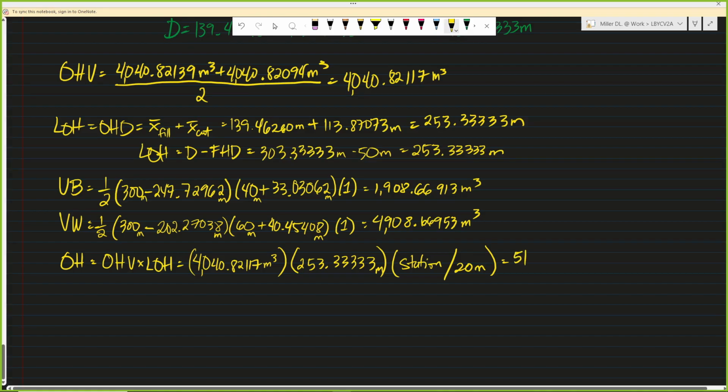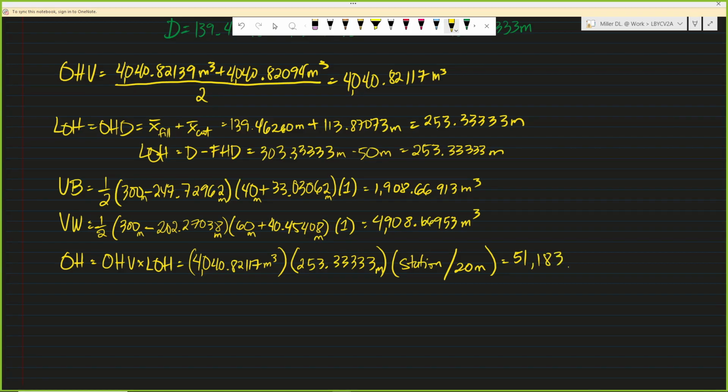We have 51183.73415 meter station. Okay? So, ito yung component natin. So, ibig sabihin, 51183.73415 per meter station ang consideration dito. Next is yung cost of haul.